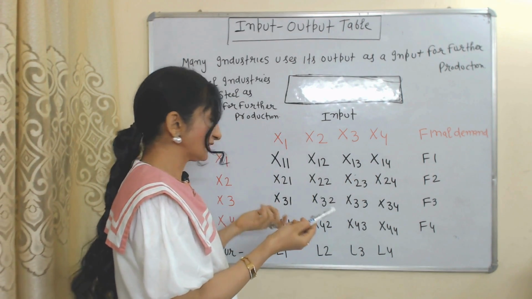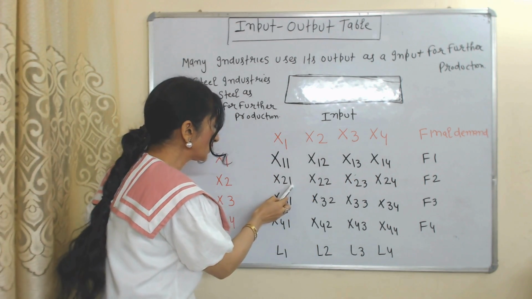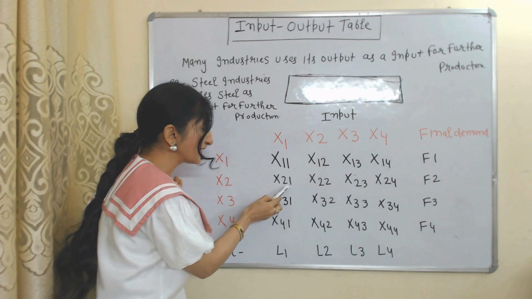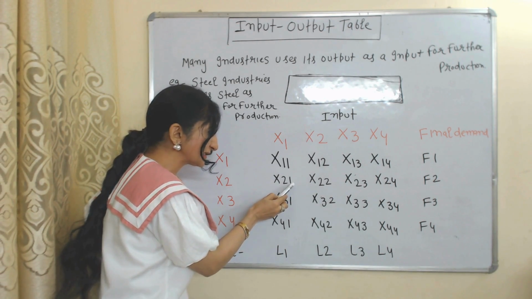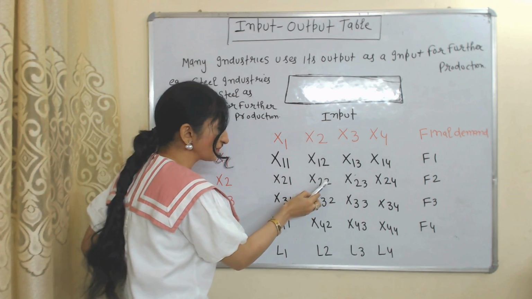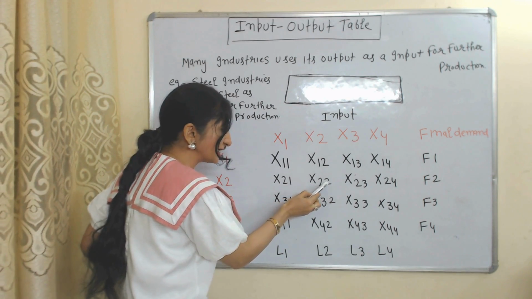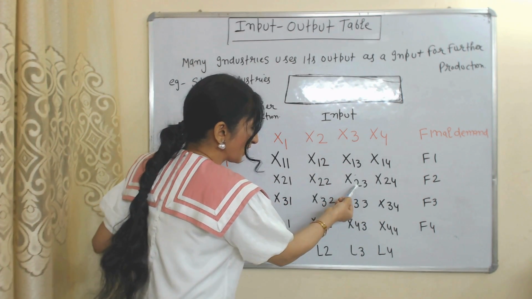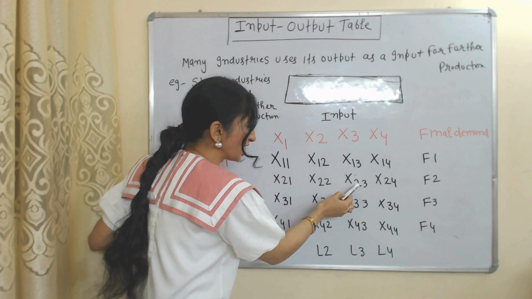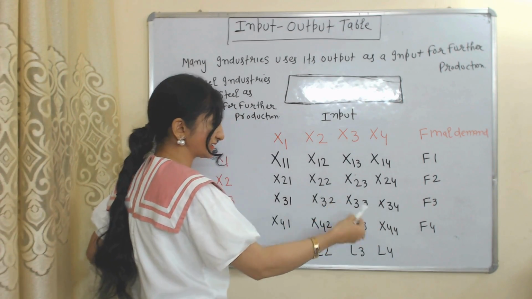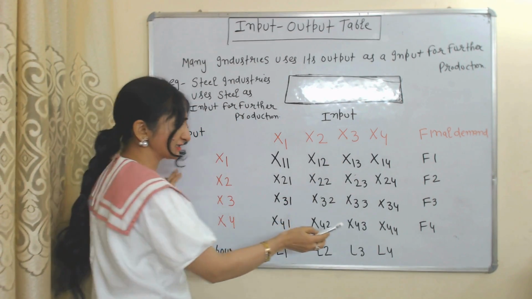Similarly, you can see in other cases, X21 represents that we are using the output of the second industry as an input for the first industry. X22 represents that we are using the output of the second industry as an input for the second industry. Similarly, X23 represents that we are using the output of the second industry as an input for the third industry. Similarly, you can see other cases.